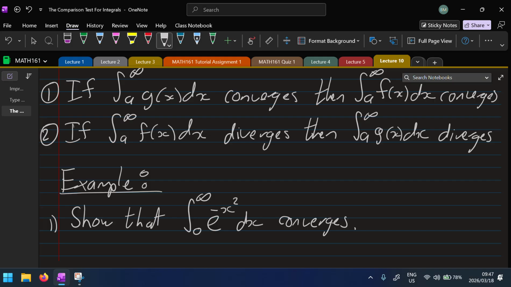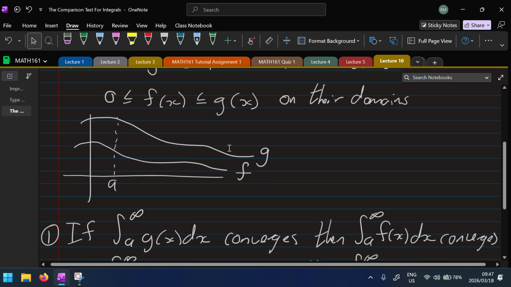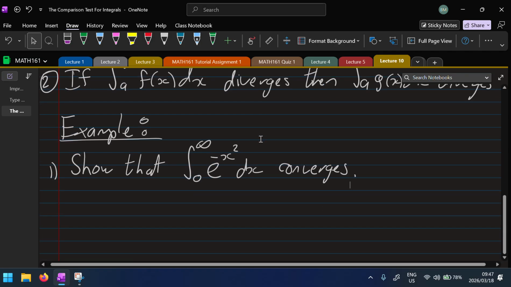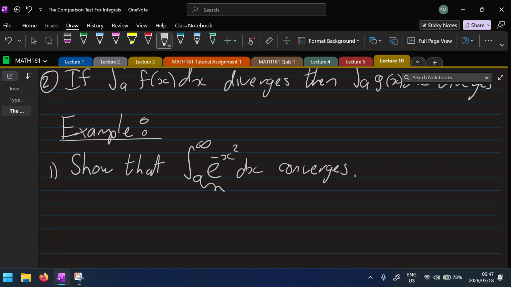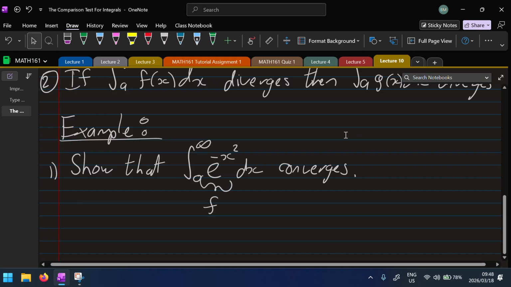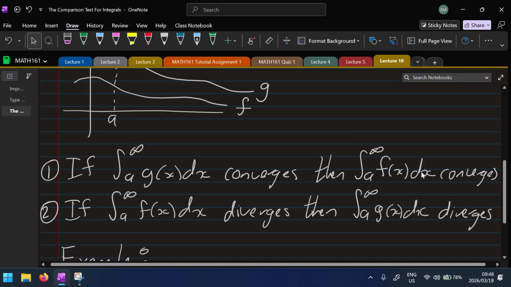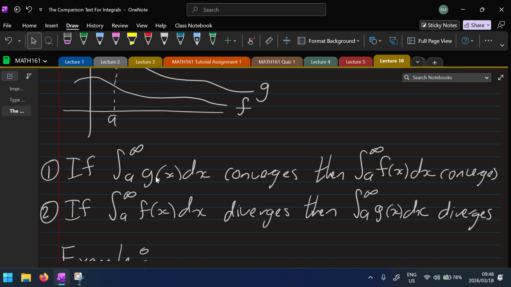So to show that it converges, what we are going to do is show that there is some larger function that also converges. Then that means the smaller one converges. Okay, so this here we're going to call f. That's going to be our smaller one. What we're going to do is find a function g that's larger. We're going to show that the larger one converges, which will be an easier integral to do. If that larger one converges, then the smaller one that's given also converges.